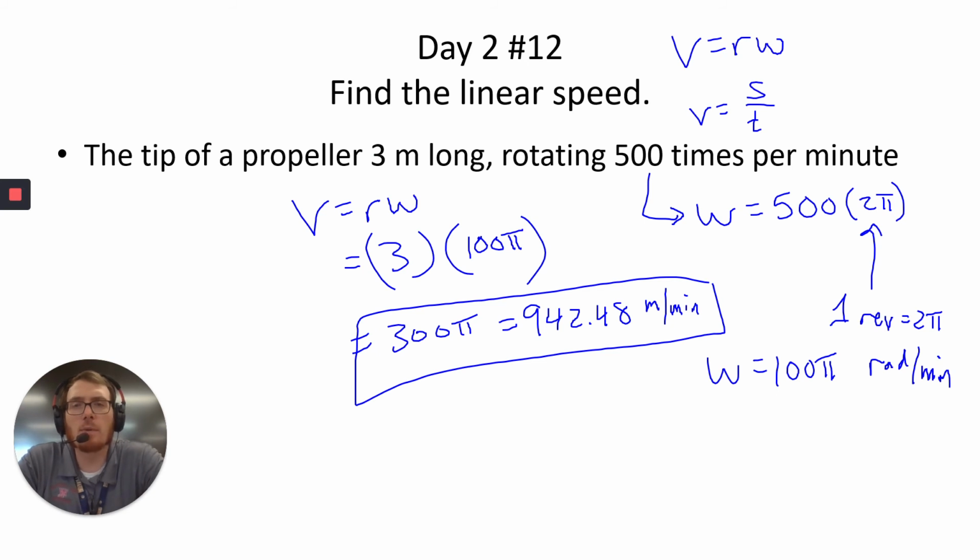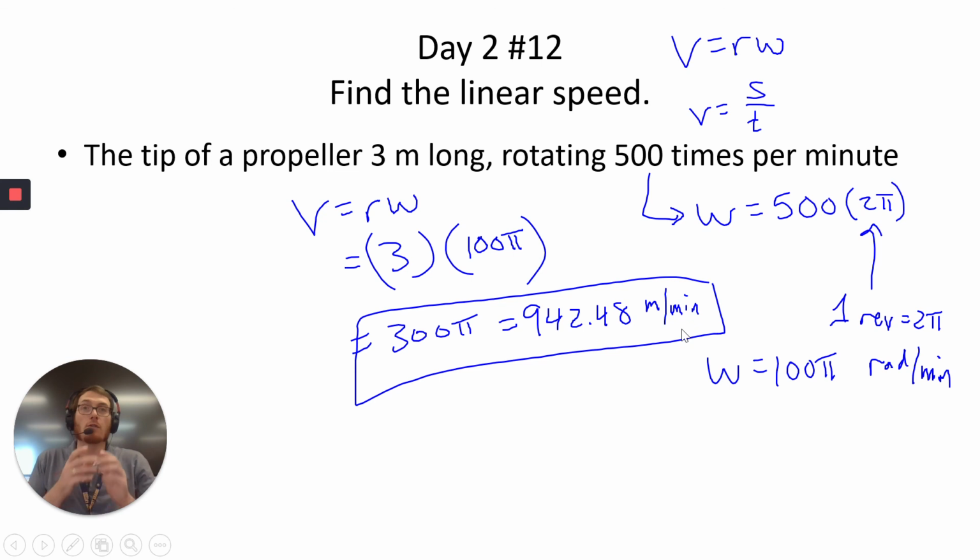The next question deals with the tip of a propeller. It's 3 meters long, so that's the radius. And then you need to find omega. Omega can be found very quickly. 500 rotations per minute would represent 500 times 2 pi, because every rotation, every revolution, every time around the circle one time is 2 pi radians. So most of the time, if you see rotate so many times, just multiply it by 2 pi. This will end up being 1000 pi radians per minute. So you just take the 3 times that, and that would get you about 9,424 meters per minute. So that's really moving.